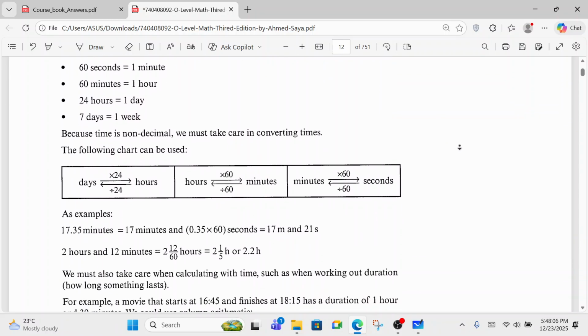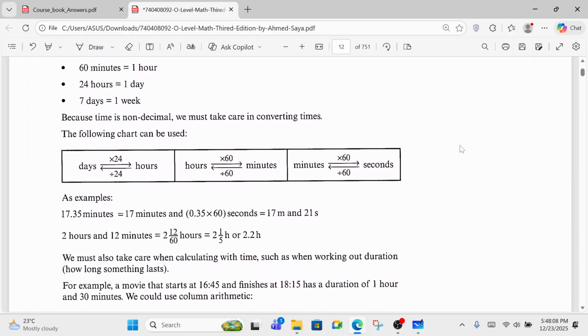Because time is non-decimal, we must take care when converting times. The following chart can be used. So you could pause the video and memorize this if you want. I mean, this is important, so you should memorize. Okay. As an example, 17.35 minutes. So we want to convert this. So 17 minutes and 0.35 times 60, of course, seconds, and then it will turn to 17 minutes and 21 seconds. Okay. Same thing goes for here.